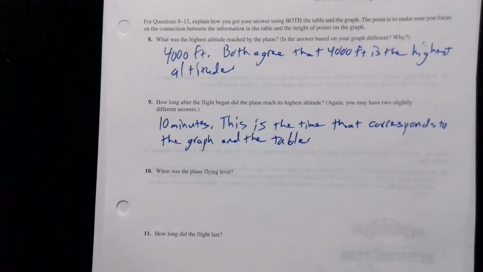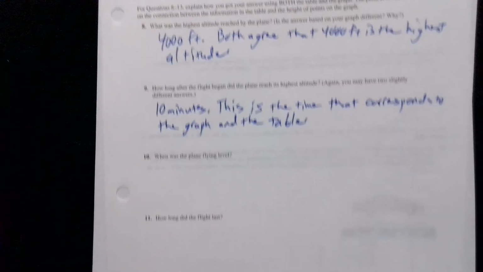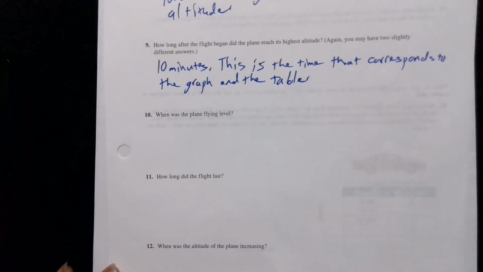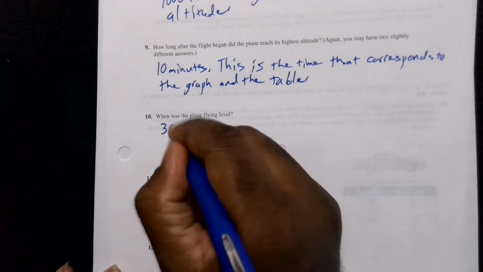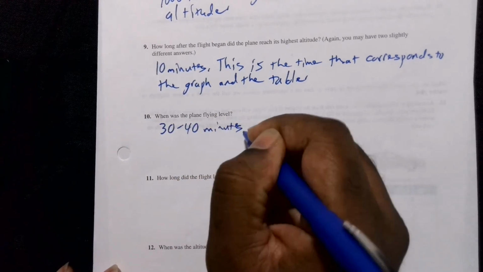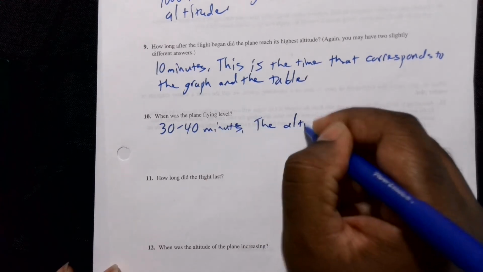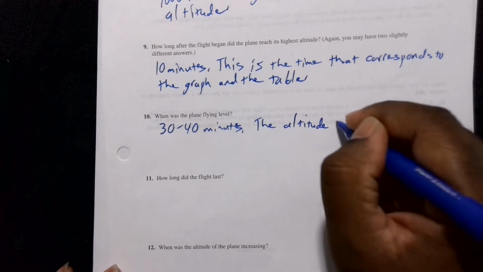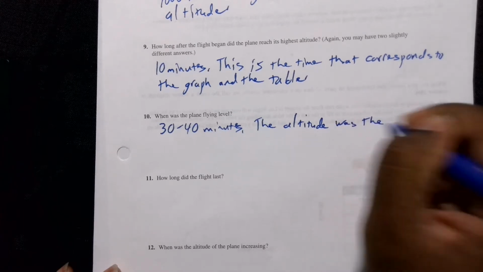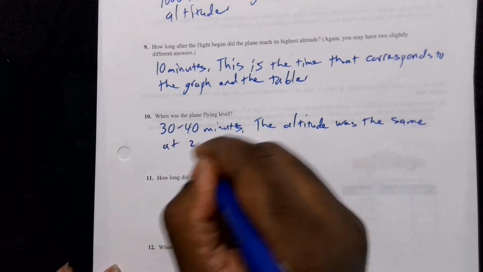Now they ask, when was the plane flying level? Now, when the plane was flying level, that means it basically stayed at the same altitude. It was 30 to 40 minutes. The altitude was the same at 2,000 feet.